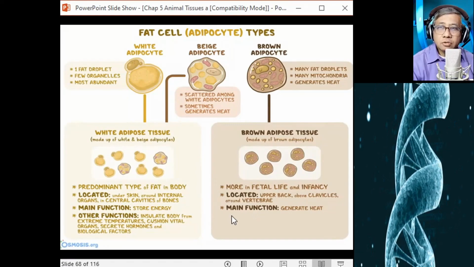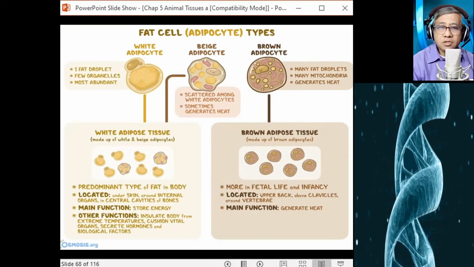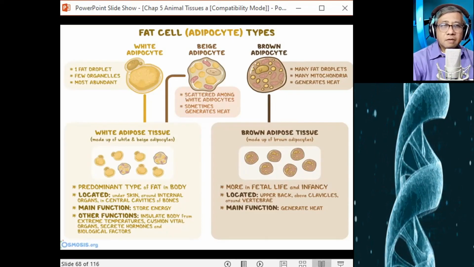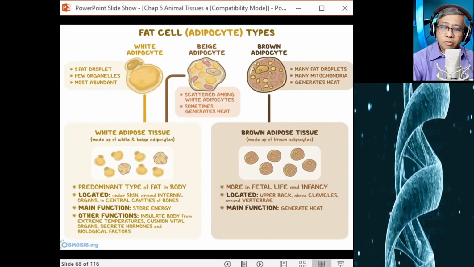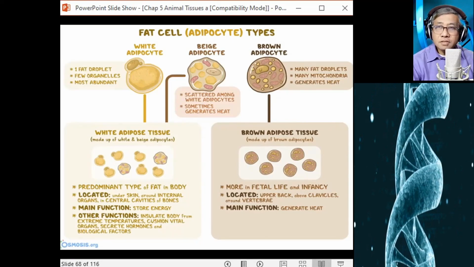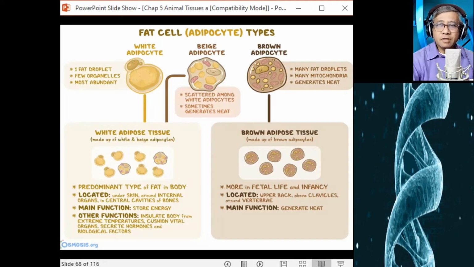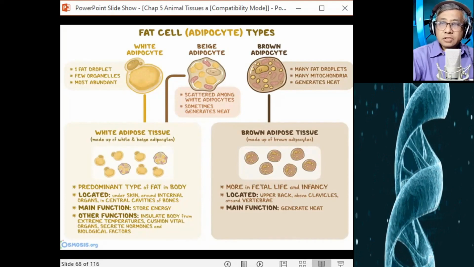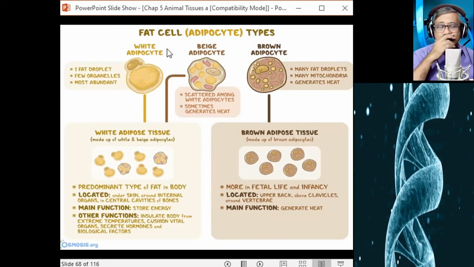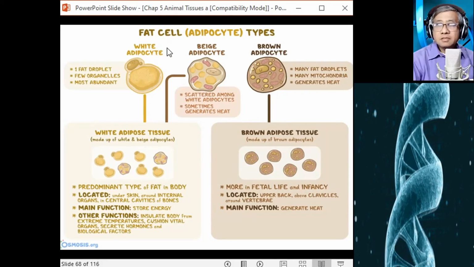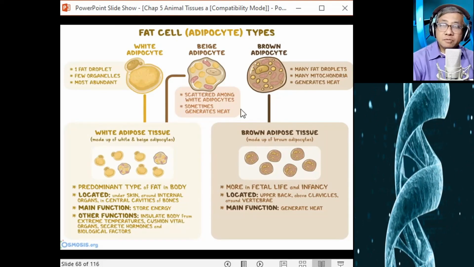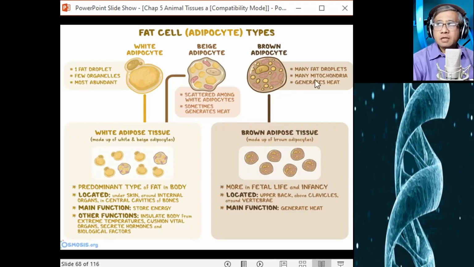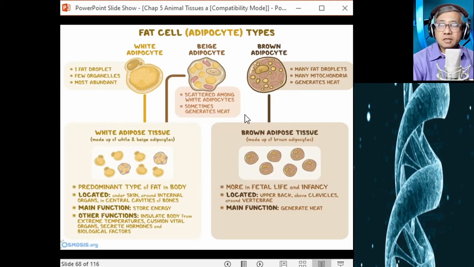Again, the main function of the brown adipocyte is the generation of body heat. And this is abundant in the fetus, even the unborn has brown adipocytes, and in young babies, the infants. Okay, so I guess that's it for the adipose tissue. So again, these are the three types of adipocytes or adipose tissue: white adipose tissue, beige adipocyte, and the brown adipocyte that generates heat.